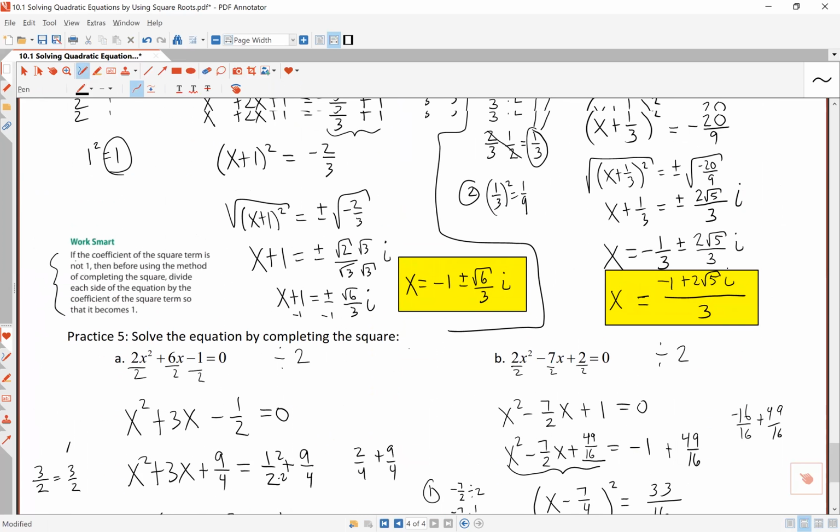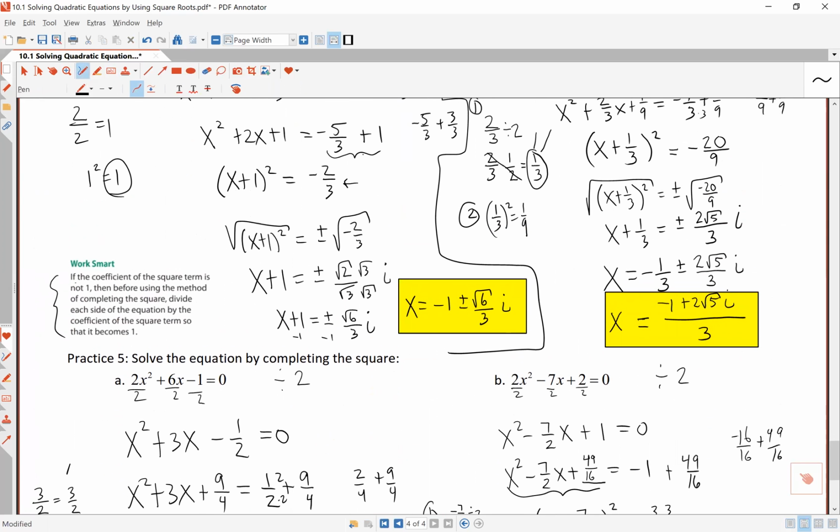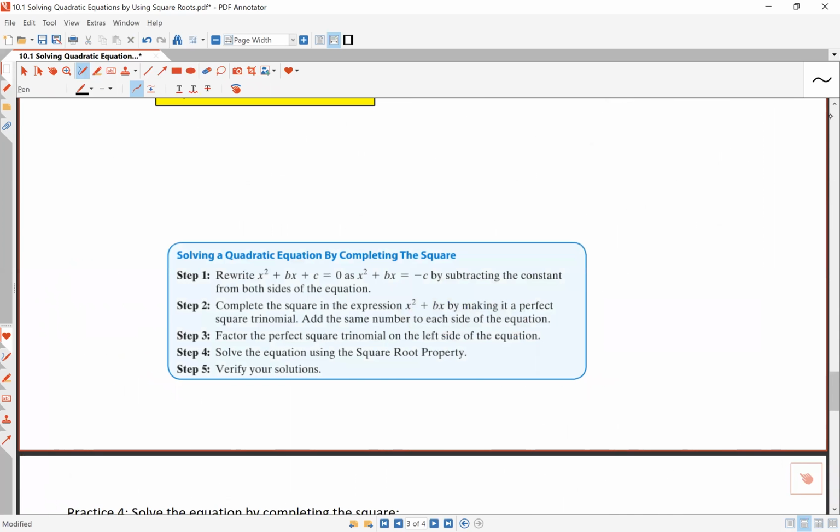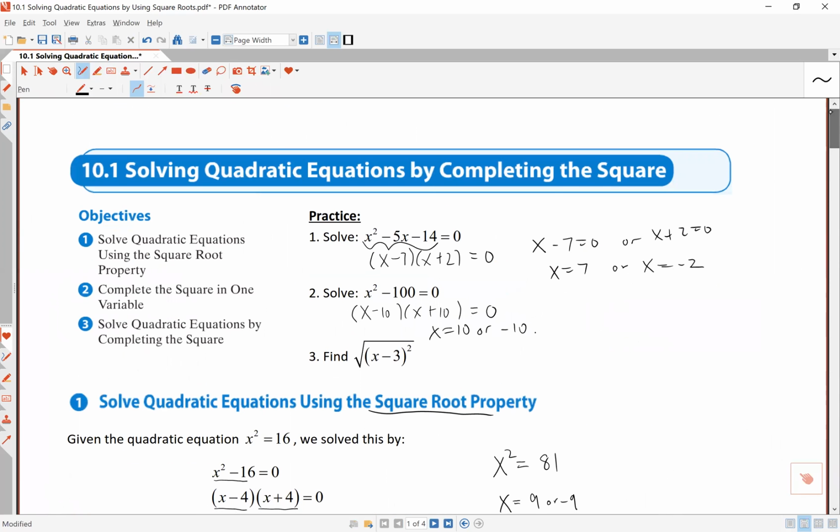If the right side of the equation turns out to be negative once you complete the square, this is when we get the imaginary or non-real solutions. And those are the three different cases we will see when solving quadratic equations. And this concludes the video for section 10.1, solving quadratic equations by completing the square. Objective 3, solve quadratic equations by completing the square.